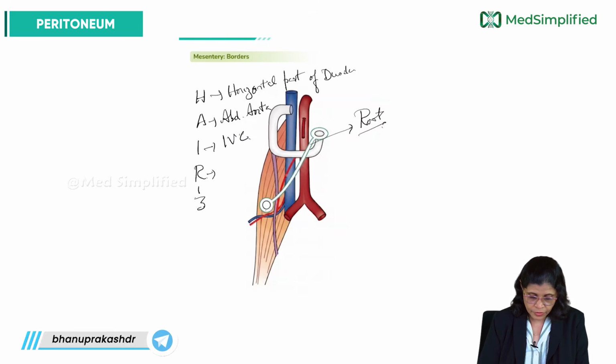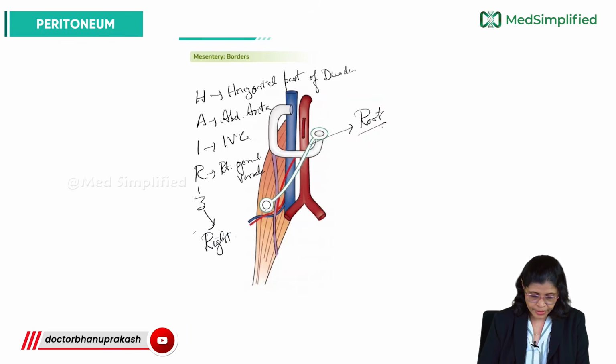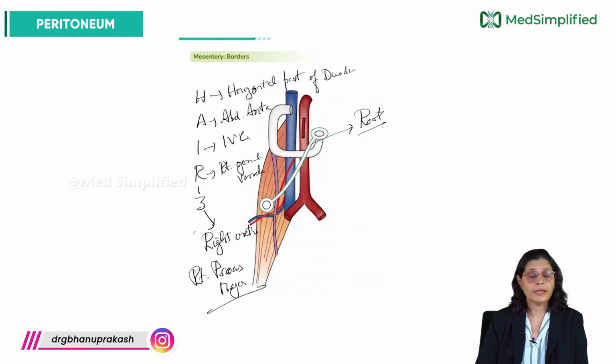If you see here, first will be the right gonadal vessels. The second R is the right ureter, you can see, and the third is the right psoas major. So these are the structures which are crossed by the root of the mesentery.